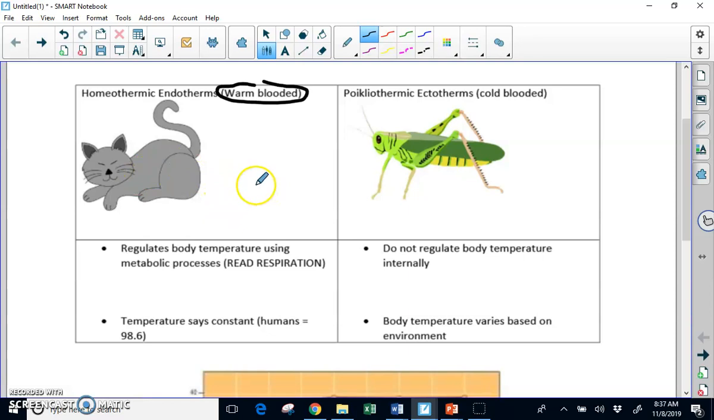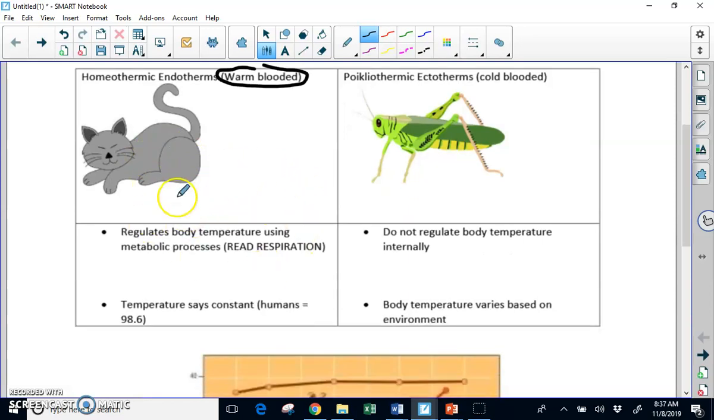Warm-blooded organisms use internal processes to regulate their body temperature. Basically, they increase the rate of their metabolic processes. And when you see the word metabolic processes, you want to think respiration, okay? So if they want to increase their body temperature, they increase their rate of respiration, and the AP exam uses metabolic processes to raise their body temperature, okay?